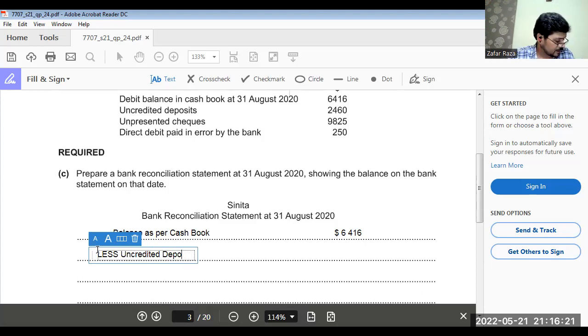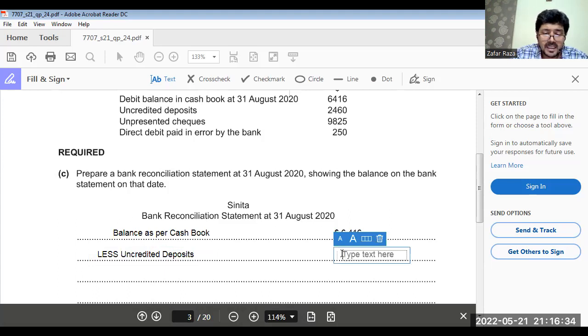Uncredited deposits. The amount is 9,825. Keep it in the bracket because 9,825. All the negative items should be kept in.